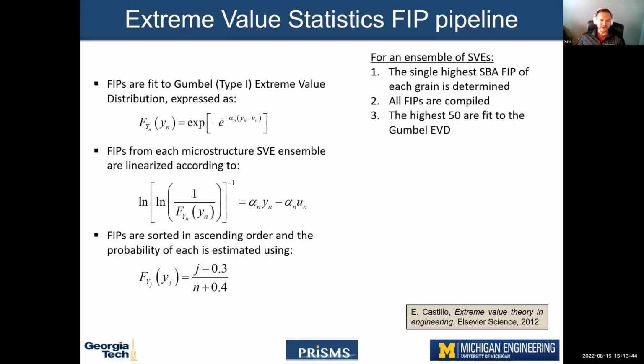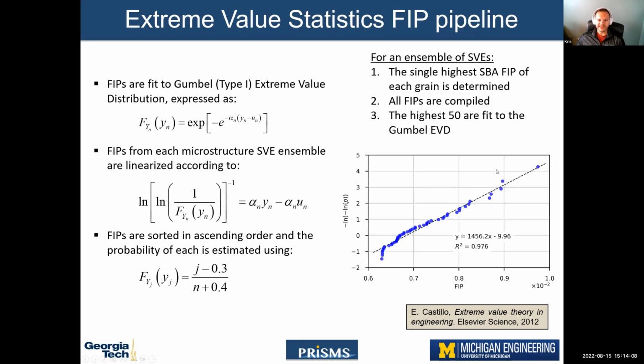So in PRISMS-Fatigue, what we typically do is we simulate one or a series of microstructure instantiations. We then extract the value at every voxel. We compute the FIP. We average the FIPs over subband regions, and then we can fit the highest 100 or 50 or some number of the highest FIPs to one of these extreme value distributions. And this plot is going to look like this here.